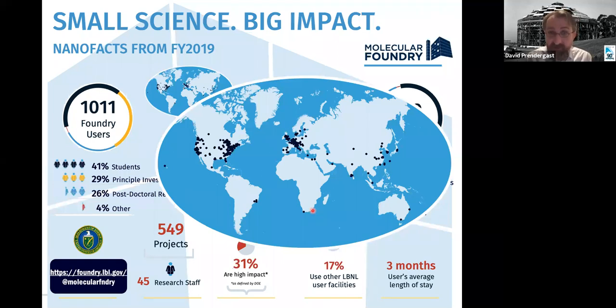And given the current climate that we're in right now, where we're all used to Zoom every day, distance is not so much a factor anymore. So collaborations can occur over the internet, especially for theorists. It's quite natural for us to do that. And so I'd encourage any of you, if you're interested, to think about the Molecular Foundry and what it might have to offer you.